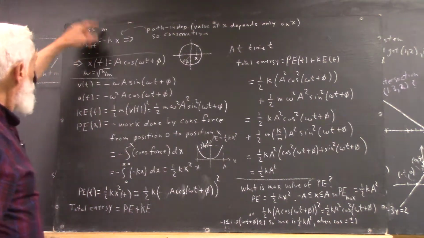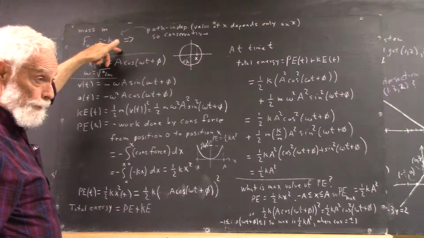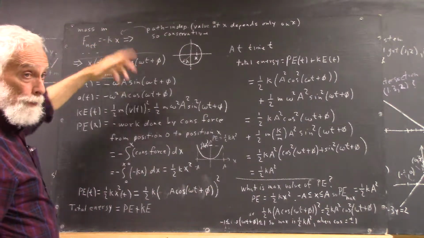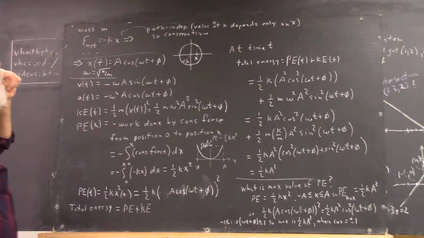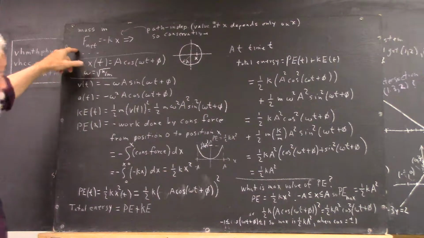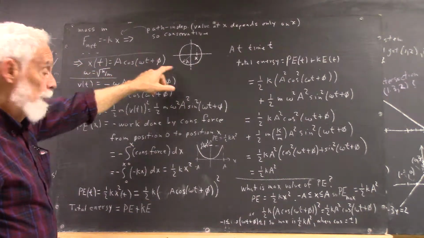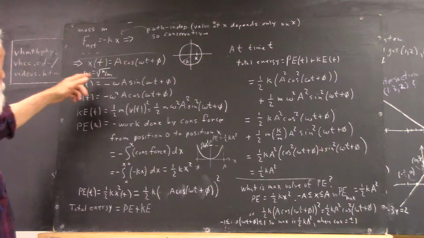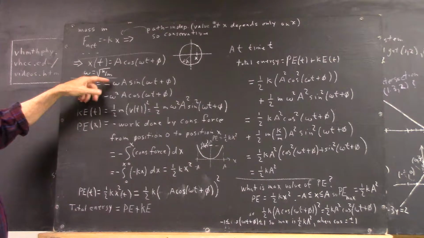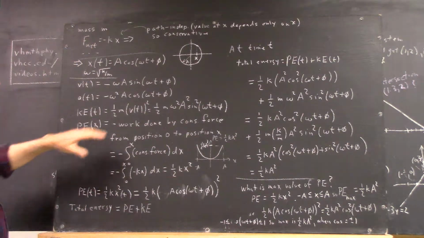If we have a mass m subject to net restoring force F net equals negative kx, where x is measured relative to some position, which will be the equilibrium position, then it follows from what we've seen previously that x of t equals A cosine of omega t plus phi, where omega is the square root of k over m. Now this comes from the differential equation that we've talked about a couple of times.